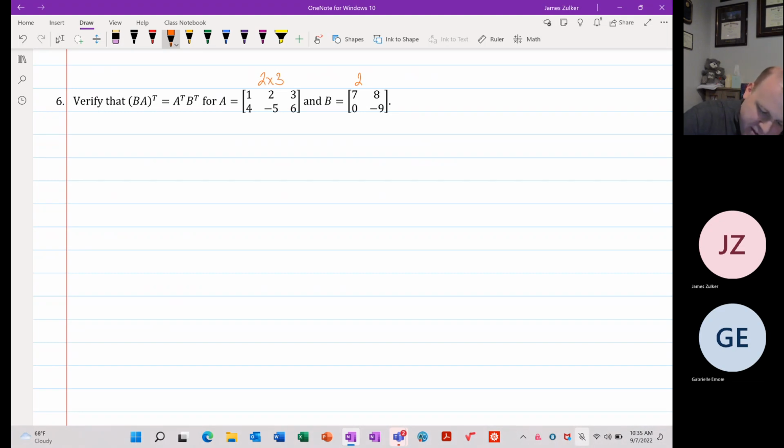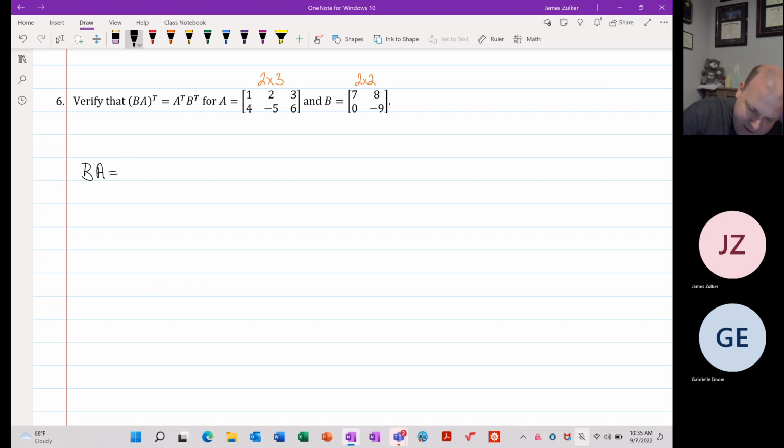A is a 2 by 3, B is a 2 by 2. So if we do B times A, right, it's 2 rows and 2 columns. I'm sorry, I did that backwards. It's 2 columns and 2 rows, right? So this operation is defined. All right, the result is going to be a 2 by 3.